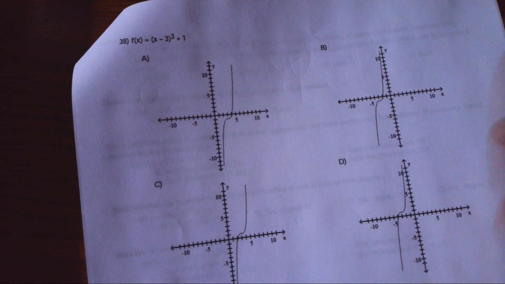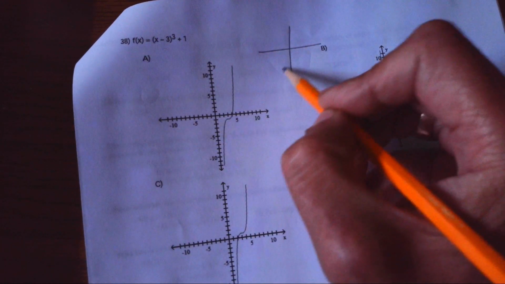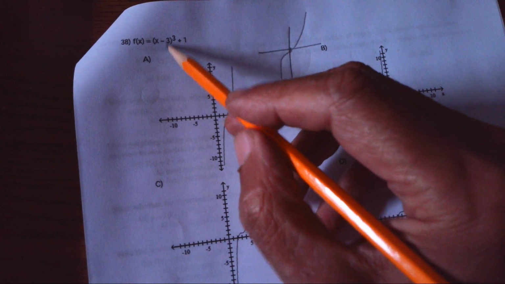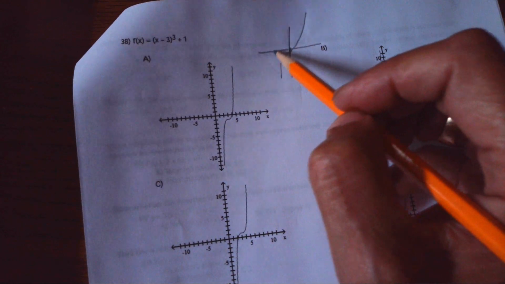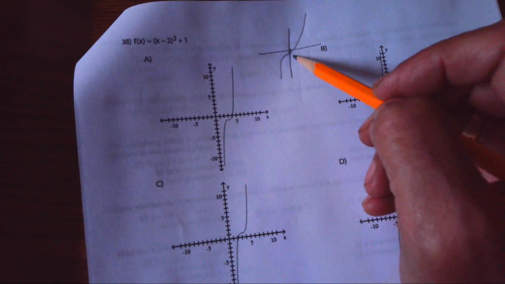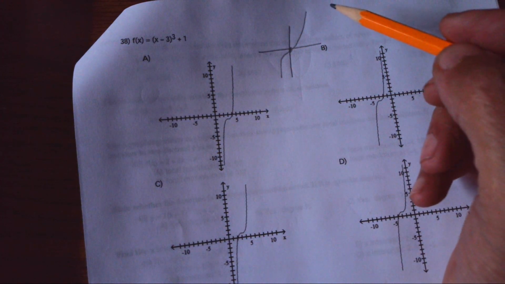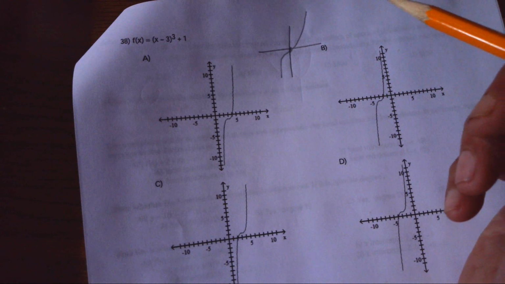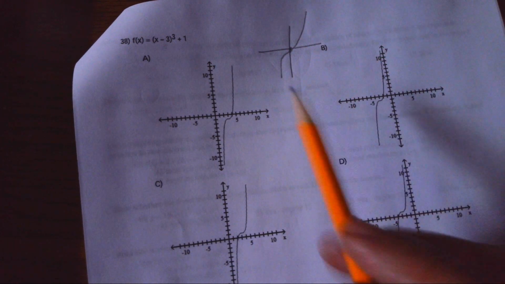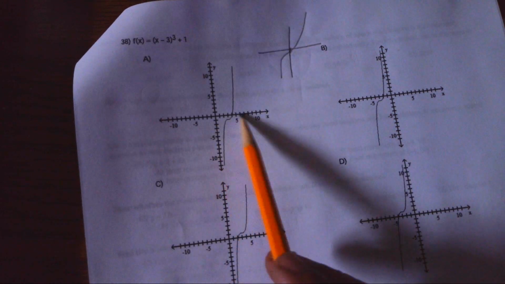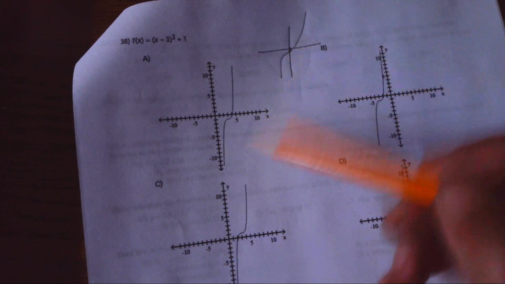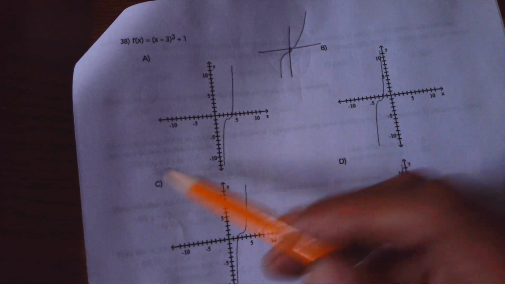Here, the -3. Your basic cube function looks like this, going through the origin. The -3, you would think, moves it to the left. It actually moves it to the right, and then the +1 moves it up 1. Number 38. Alright, so the -3. The one that's been moved, both these guys have been moved to the right by 3, but the +1 means this guy goes up 1, so the one that goes up 1 is this guy here.